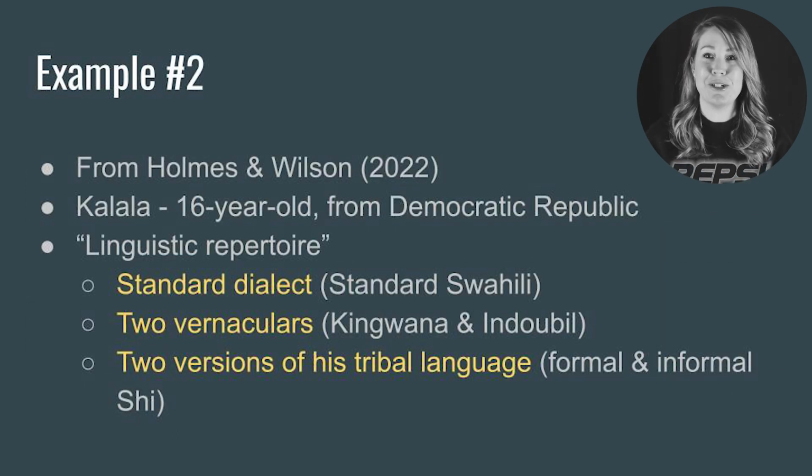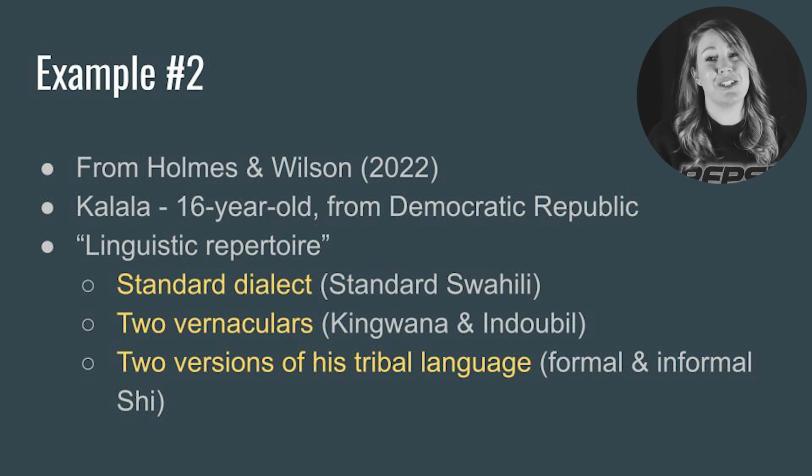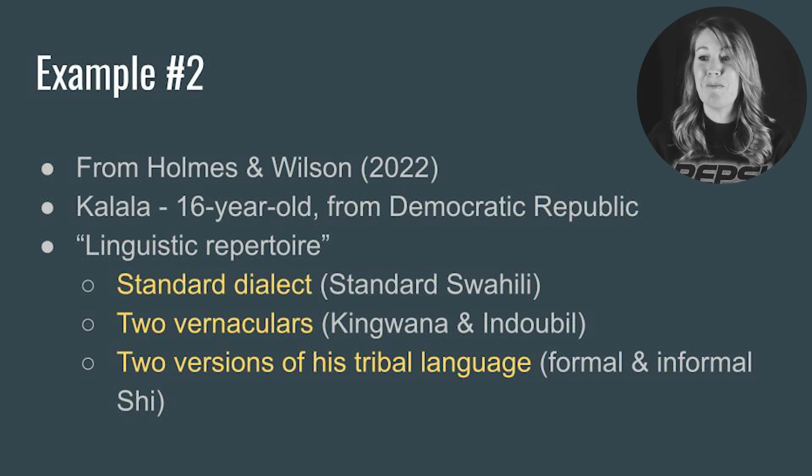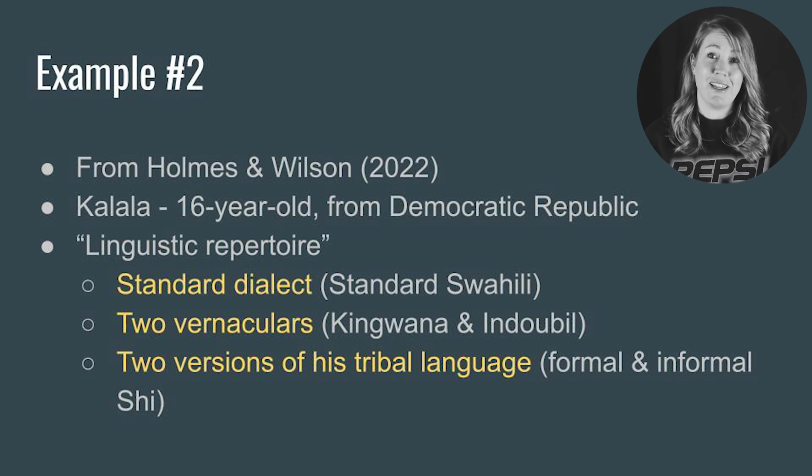Now, let's explore language domains through another illustration. This is drawn from Holmes and Wilson's An Introduction to Sociolinguistics, so their book. Consider the case of Kalalal, a 16-year-old boy from the Democratic Republic of the Congo, Zaire. His linguistic repertoire, his language toolkit, comprises a standard dialect, 2 vernaculars, and 2 versions of his tribal language. The standard dialect he uses is Standard Swahili.